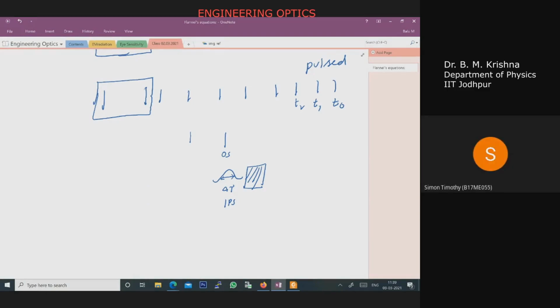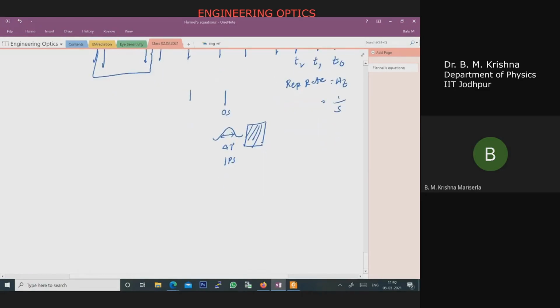So this T2 minus T1, what is this? Is this also pulse width? No, this is actually the repetition rate: how many pulses are coming in a time. Generally you call that the rep rate. Repetition rate you generally call in units of hertz. Hertz means 1 per second. That means how many pulses are coming in 1 second.